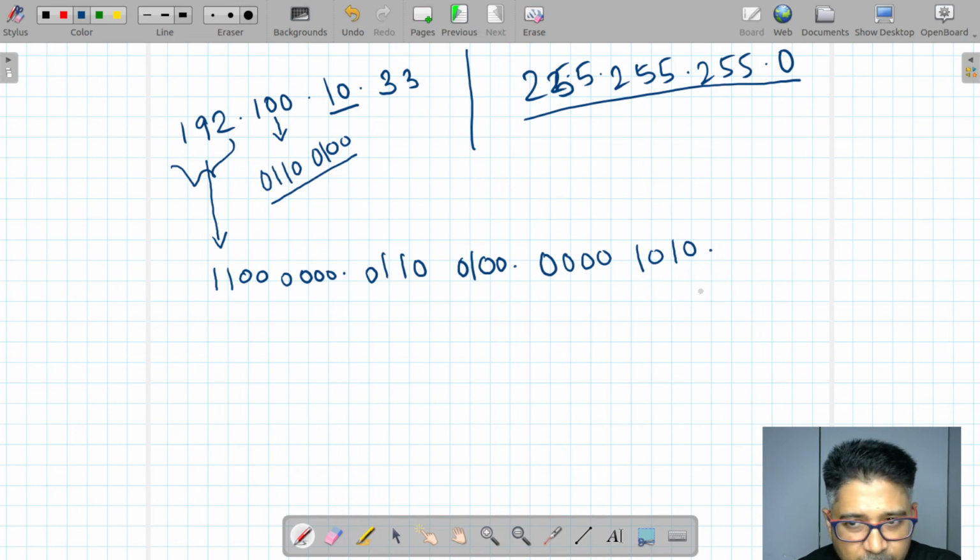Sir, about 100, it will be 0110 0100, no? Second part. This is the value of 64, plus this value is 32, and all are zeros. And this value is what? 4. Plus 4, what will be the answer? 8, 4, 2, 1. Okay, 96 plus 4.